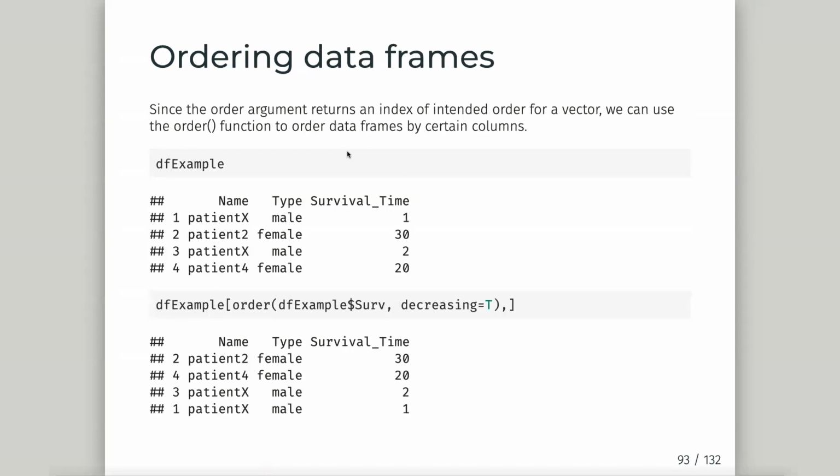So we can then use this trick to order data frames. We have our data frame here: name, type, survival time. And it would make sense that I want to order this by survival time. To do that, we know we can index data frames using either rows before the comma or columns after the comma. So I'm going to provide the indexes to the rows, and I'm going to say order by the survival time column, and I want decreasing equals true. And now we have our data frame re-indexed and reordered such that 30, 20, 2.